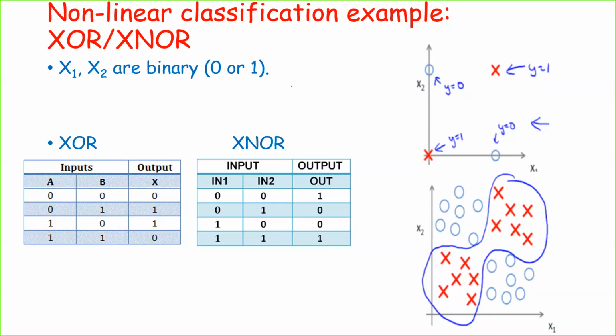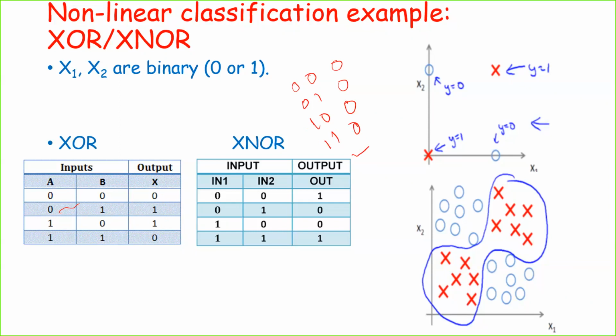What will you get if you give both zeros as input? 0. 0, 1 gives 0. 1, 0 gives 0. 1, 1 gives 1. Right. XOR? XOR gives 1 as the output if the inputs are different. If it is 0, 1 or 1, 0, then it gives 1 as the output. If the inputs are the same, then it gives 0 as the output. XNOR is the opposite of this.